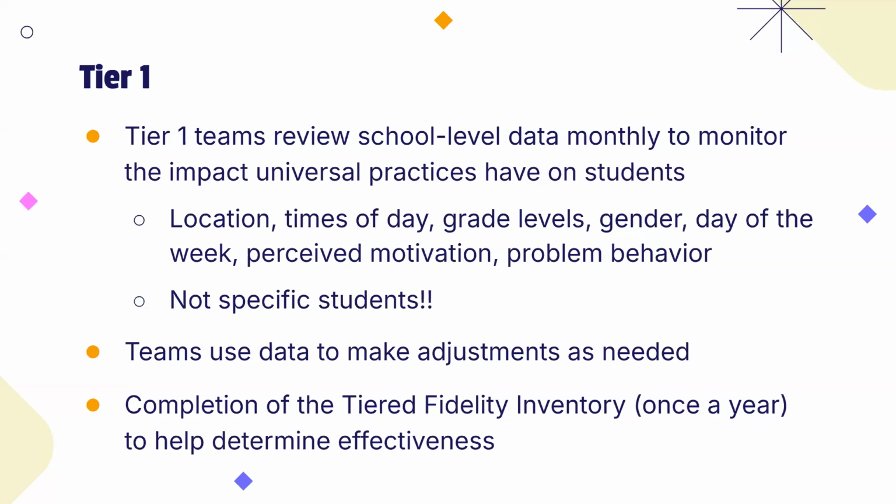So during these tier 1 meetings, we should be looking at specific data like location, times of day, grade levels, maybe gender, day of the week, perceived motivation, and problem behavior. And those are really those red flags that are popping up. Maybe you're seeing an influx of referrals in the bathroom. So that bathroom might be an area that we're really focusing on, and we're using that data to make adjustments as needed. And really, maybe we're seeing something like the grade level.